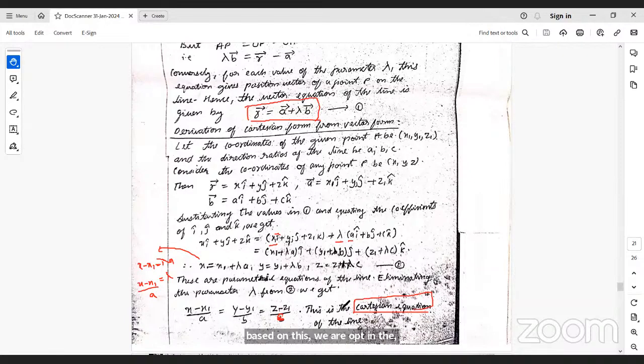If the first theorem is clear, the second theorem is very easy. In the next 2 minutes we will discuss the second theorem also. So the two theorems on lines will get over.